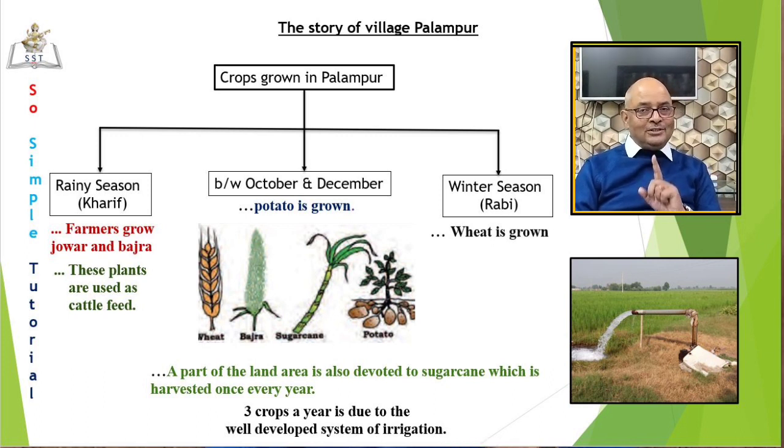This was due to the well-developed system of irrigation. Early on, they used Persian wheels to draw water from the wells for irrigating their lands. Ever since electricity came to Palampur, they switched over to electric run tube wells. By the mid 1970s, the entire cultivated area was irrigated.